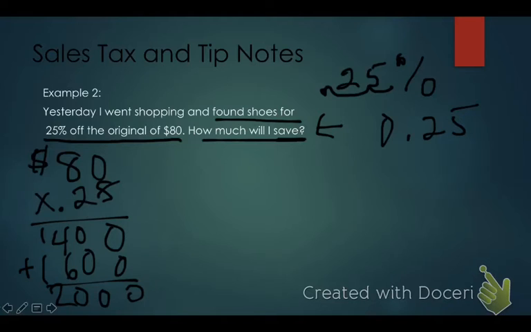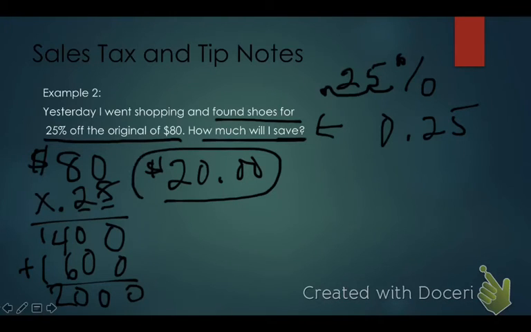So I'm going to say 1, 2. I'm going to put my decimal point, whoops, I'm running out of space. I'm going to put my decimal point right there, and I'm going to save $20. Because this is saying that I have 25% off the original price of $80. So that means I'm going to save $20. That's how much I would subtract from the 80 if I was going to buy a pair of shoes for $80, and I get 25% off.